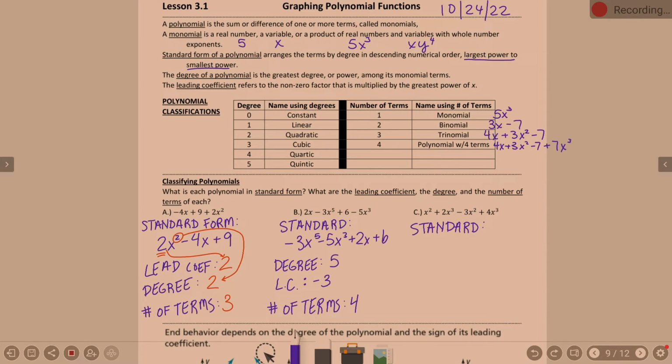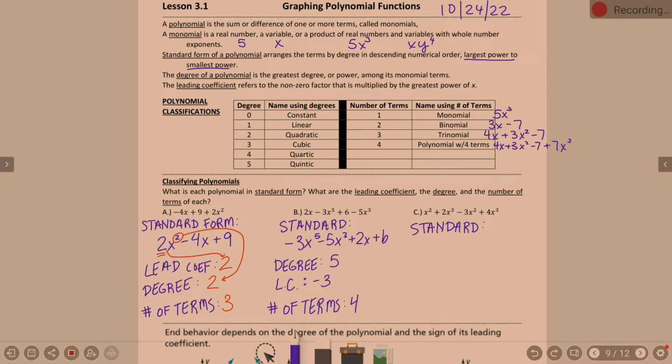Okay, C. Standard form. Our given is x squared plus 2x cubed minus 3x squared plus 4x cubed. What are your thoughts, Landon? I combined like terms, and I got a final product of 6x cubed minus 2x squared.